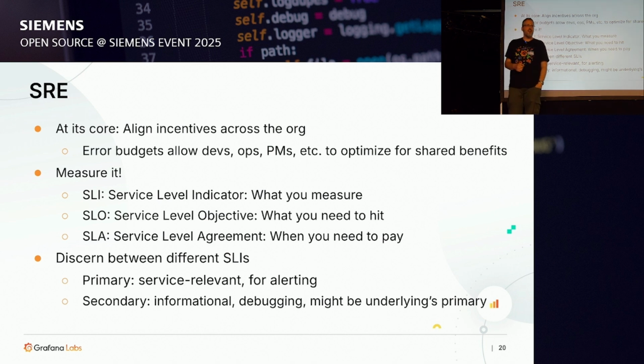There's SLI, SLO, SLA. Very simple. SLI is service level indicator, what I measure. Service level objective is what I need to hit internally. And service level agreement is where, if I break it, I actually have to pay money back or whatever. There is another term, KPIs, key performance indicators, and that's literally the same as those three, just all three mixed into one, which is why I prefer those three. Of course, it makes it clearer about which aspect of this I'm talking about.